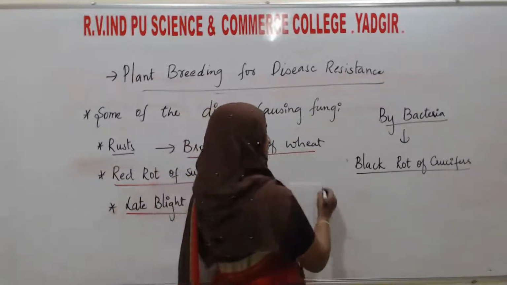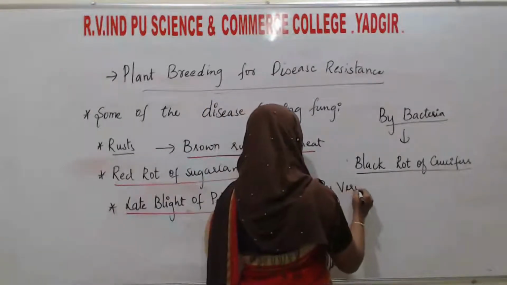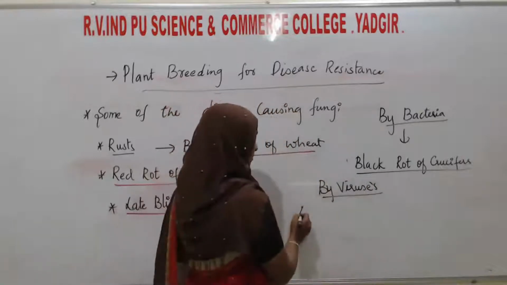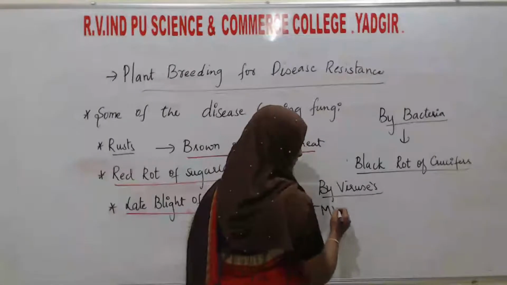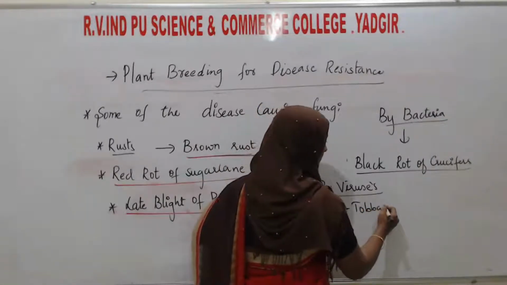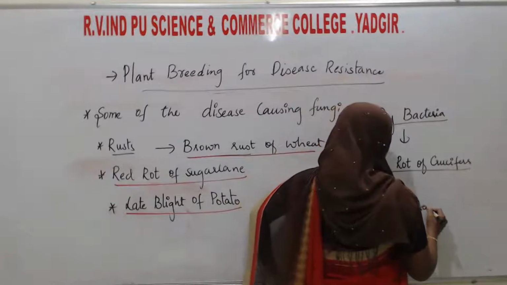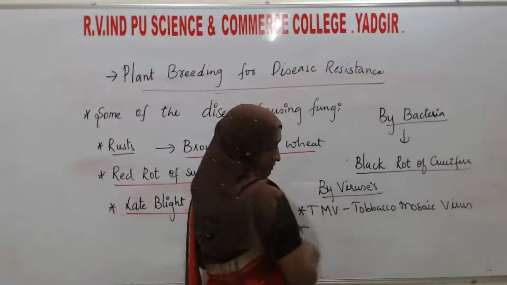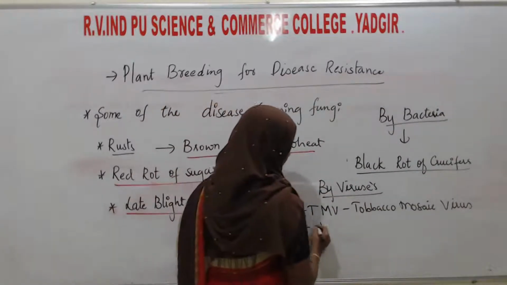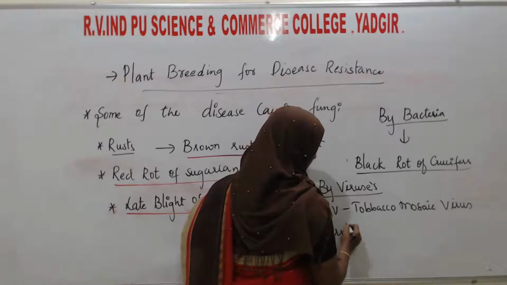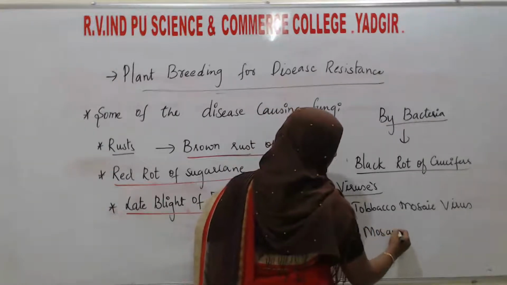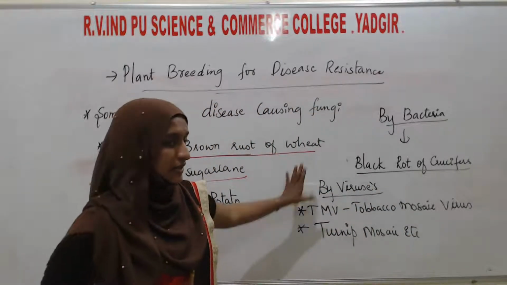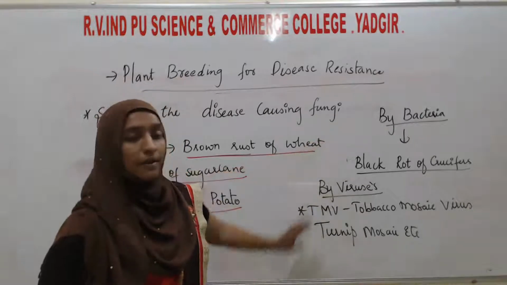Okay, next is by the viruses. Some examples are there by viruses. What is the example of that disease? That is tobacco mosaic virus, or TMV also you can say. Then, apart from that one, turnip mosaic, etc. Okay, this is about the diseases which are caused by the viruses, and the diseases which are caused by the bacteria.